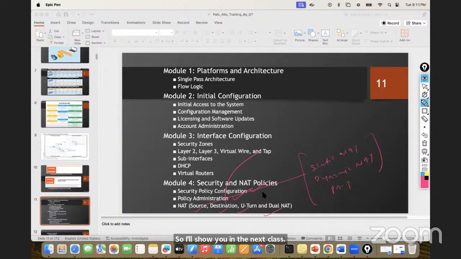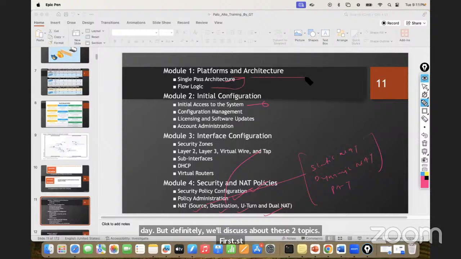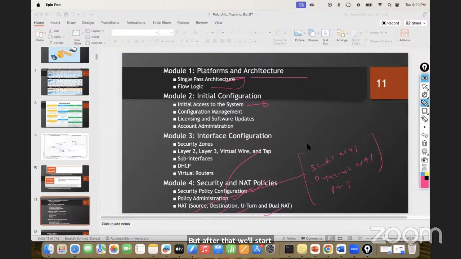I'll log into the firewall. Today, I have not started the firewall labs. So probably I'll log into the firewalls and show you step by step a little bit of dashboard understanding when we do the day 0 configuration. Because we are not going to talk much about theory on the initial day. But definitely we'll discuss these two topics first. After that, we'll start some theoretical concepts as well. That's also very, very important, as is the practical topic. That's the most important.